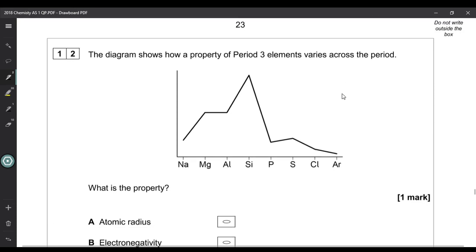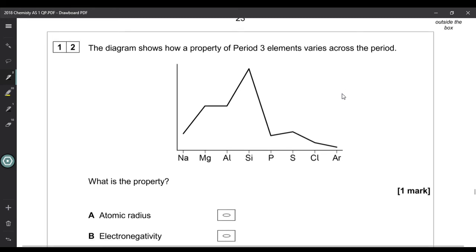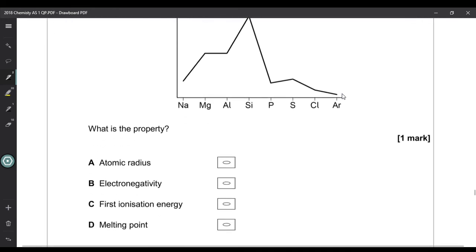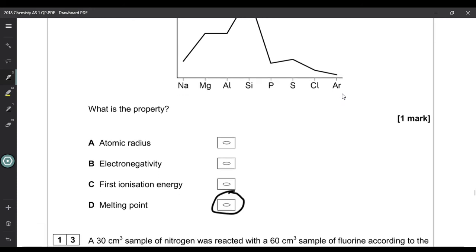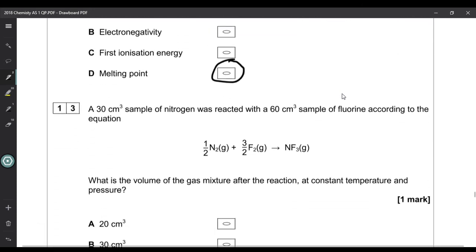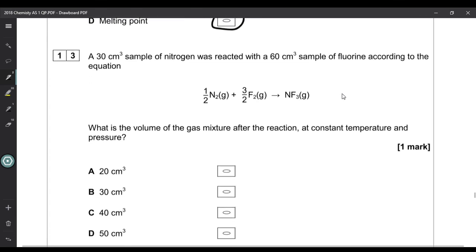So for number 12, the answer is D. So that's just recalling your trends from your notes. 13 is D. So here you've got to remember or realise that you've got 3 times as many F2 molecules reacting as N2.